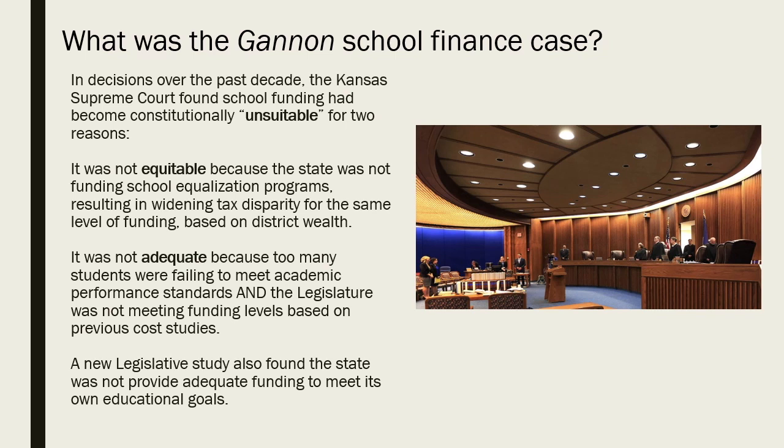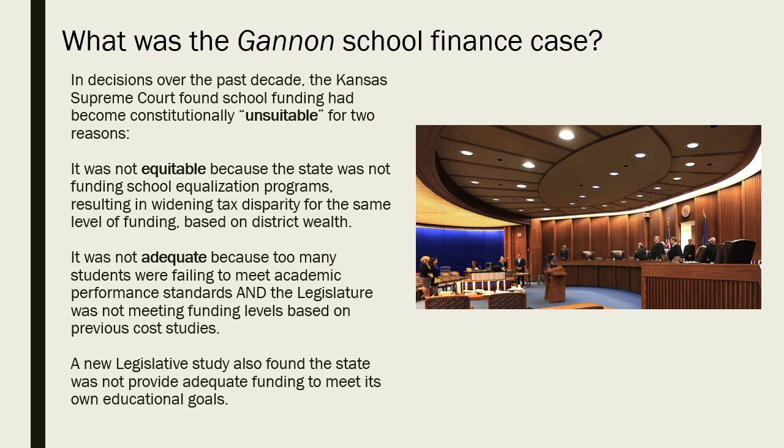As a result, there was a widening tax disparity to raise the same level of funding based on each district's wealth. The court also found the system was not adequate because too many students were failing to meet academic performance standards, and the legislature was not meeting funding levels based on previous cost studies the legislature itself had done.